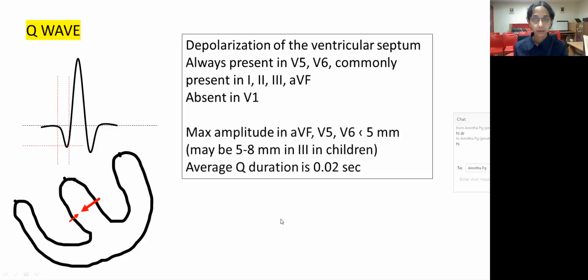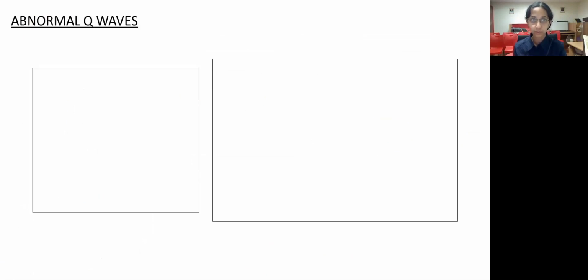Now, the normal amplitude of the Q wave is usually less than 5 millimeters, but in children it could be a little more than 5 millimeters, and the maximum duration acceptable is 0.02 seconds. You all know that the smallest square is 0.04 seconds, so the Q wave width should not be more than half of the small square. So this understanding is important for further understanding what an abnormal Q wave is.